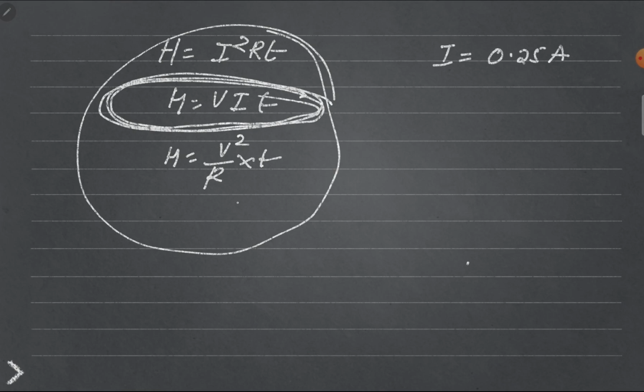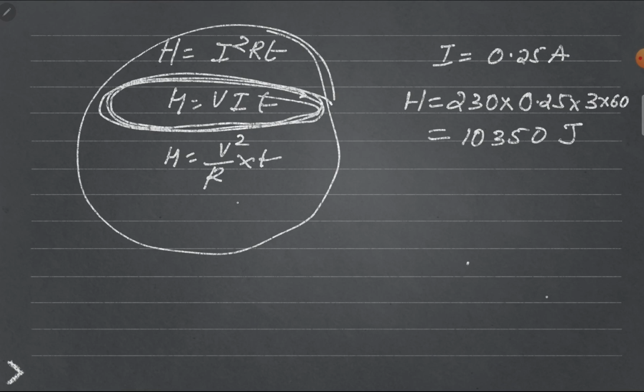0.25 ampere. So if you substitute in this equation, H is equal to, instead of V you put 230, instead of I you put 0.25, and instead of T you need to convert these 3 minutes into seconds, 3 into 60. Again the answer is 10,350 joule. Now also the answer remains the same.